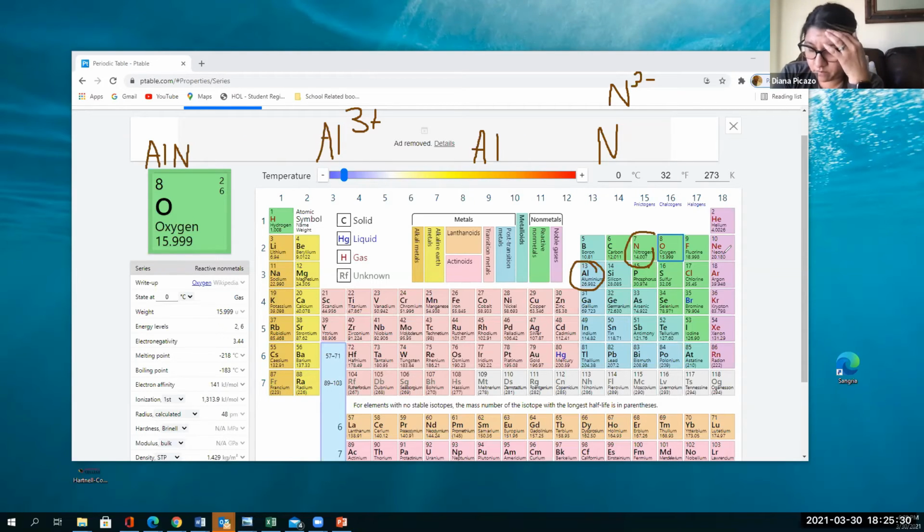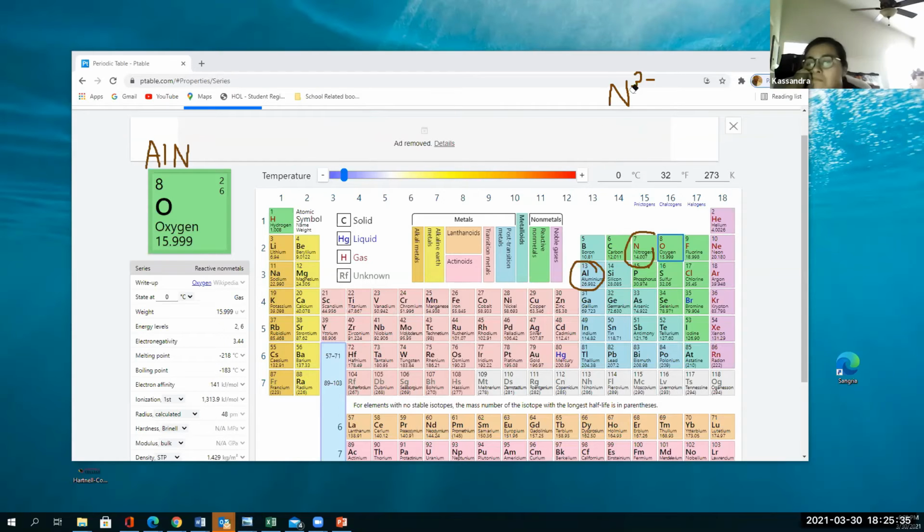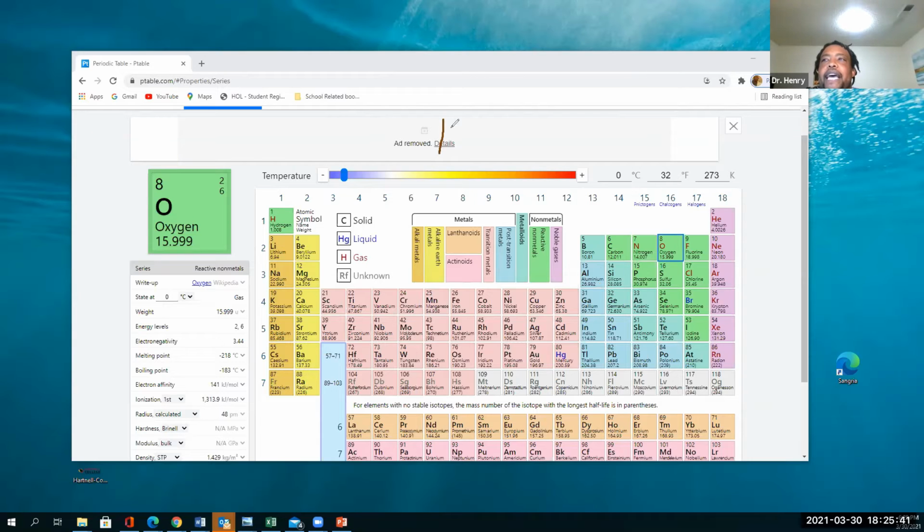Yeah. Okay, good. Now let's see how much it makes sense because I'm going to start throwing stuff at you. 1, 2, 3. Okay, so if I have potassium and phosphorus.